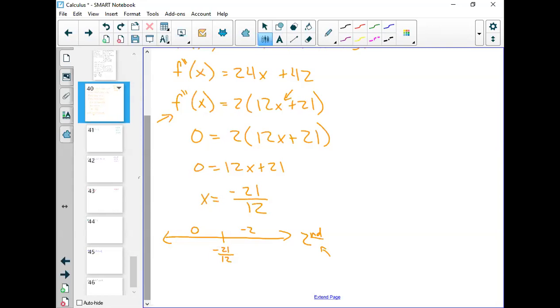So if you plug in a 0, you get 21 times 2, that's positive. If you plug in a negative 2, you're going to get negative 24, which is a negative times a positive, which gives you negative. It gives you negative 3 times 2 is negative 6, which is negative. Good. So this is, in fact, the x location of an inflection point. And because all they asked you for was the x location, or the x coordinate, you do not need to plug it back into the original function to get the y coordinate. So your final answer should just be x equals negative 21 over 12, and you box it.